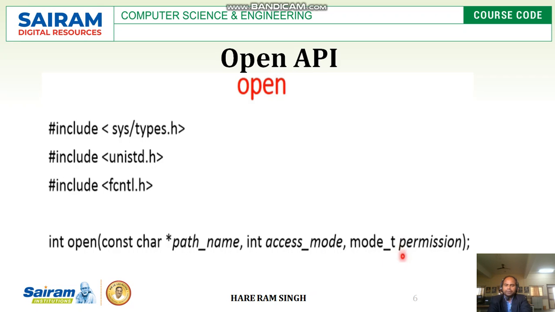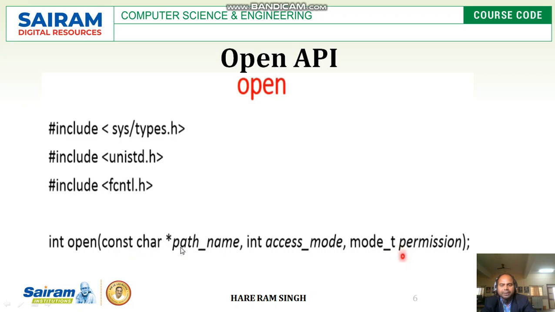As we know, Open API is used by a process to open some file for writing purpose or reading purpose. It has three parameters and one return type, which is integer. If it is successfully executed, it will return a zero value, or if it does not succeed, then it will return minus one value. Three parameters are there.